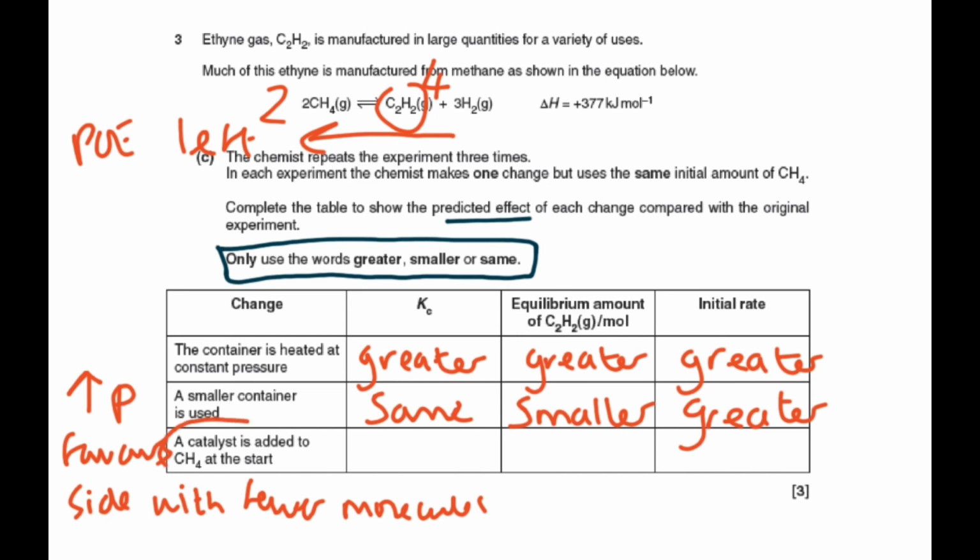Okay, and then finally a catalyst. A catalyst is not going to affect Kc. Only temperature changes Kc. It will not affect the equilibrium amount, you just get there quicker. So the reaction will be faster, will be greater.